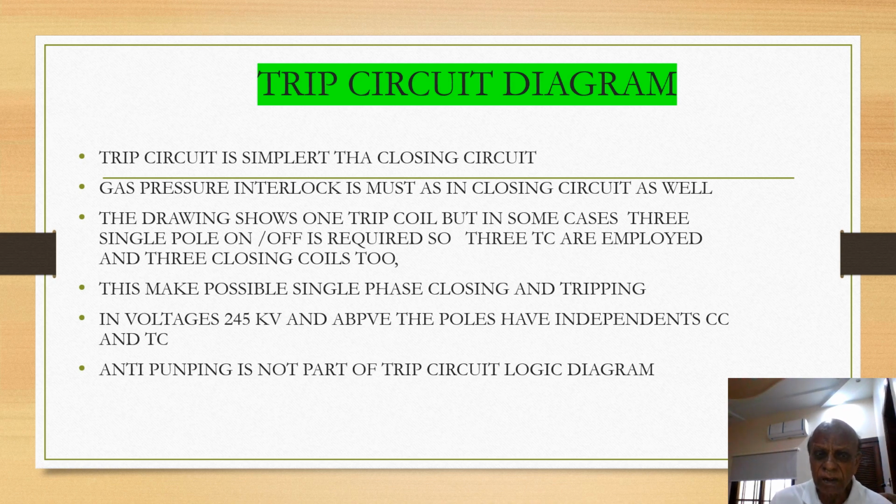So I am explaining that this is a single line diagram showing one pole, and keep in mind there can be three trip coils, one for each pole. And similarly, when we go above 245 kV, and also in 245 kV, you will also see that there are two trip coils for each pole. Remember, there are two sets of batteries as well.